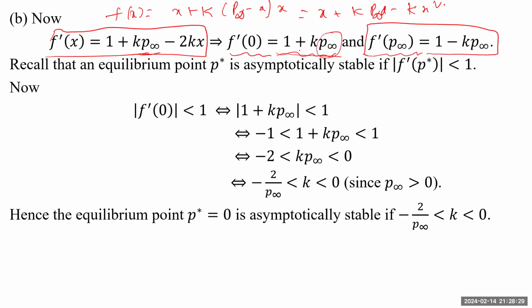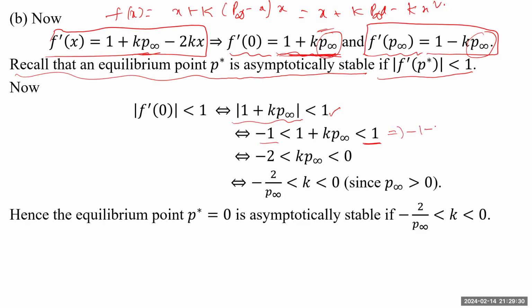See here, P infinity is fixed, that is the carrying capacity, the maximum value of the population. So that is a constant, no change. So k is an arbitrary constant. So for f dash of 0, under what values will this be less than 1 in absolute value, right? So we know that the equilibrium point P star is asymptotically stable if this condition is true. So now your f dash of 0 has absolute value less than 1, meaning 1 plus k P infinity lies in between minus 1 and plus 1. So then what I am going to do, I am going to subtract 1.